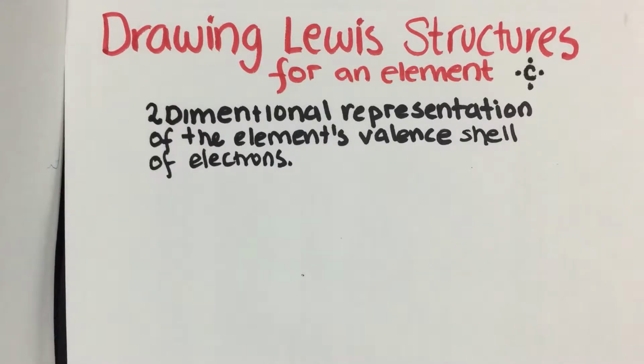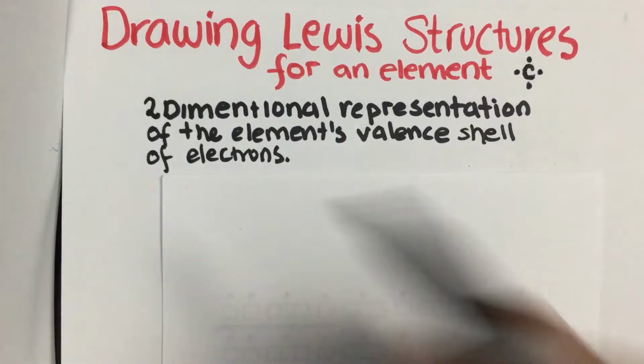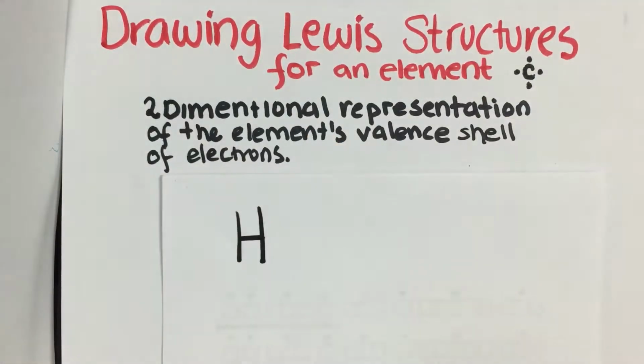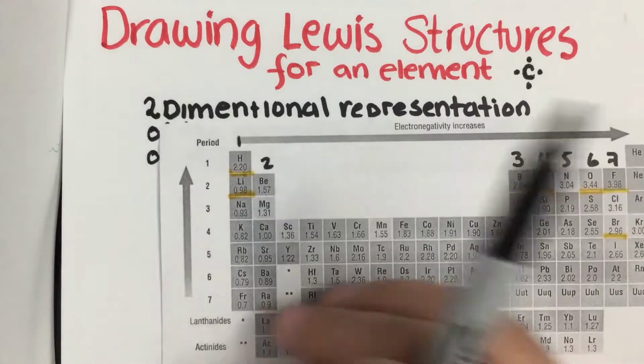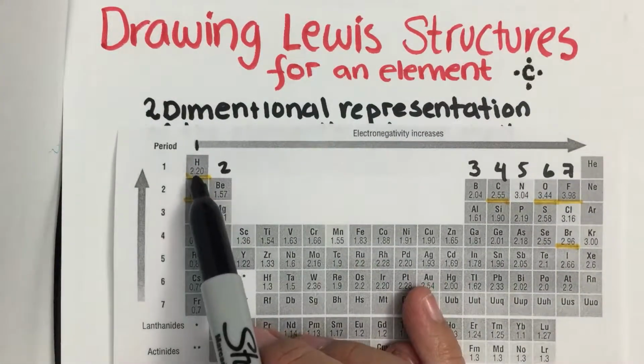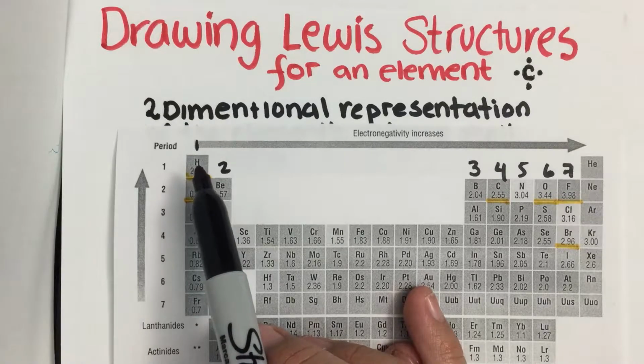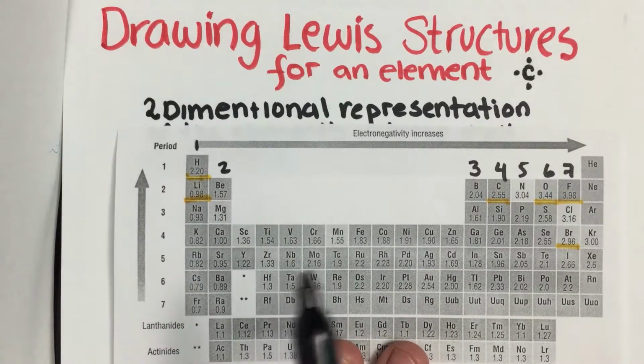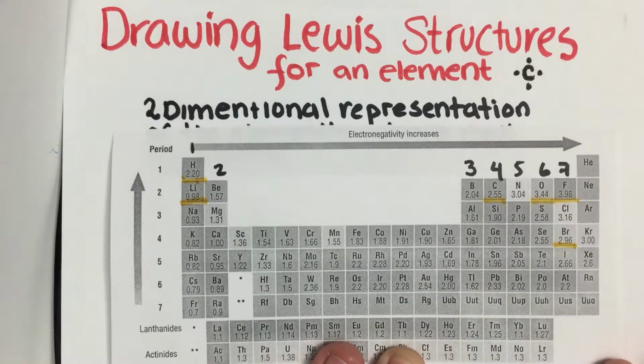So let's imagine we're asked to draw the valence shell of electrons for one of our favorite elements, hydrogen. So let's have our hydrogen. How do we know how many dots to place around? You go to your periodic table and you find hydrogen, right here. Now, which piece of information tells you how many valence electrons it has is the group where it's located.